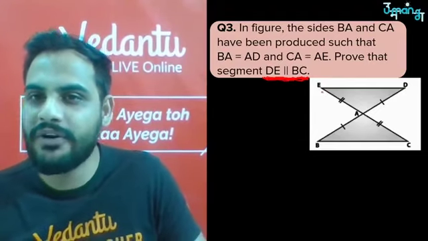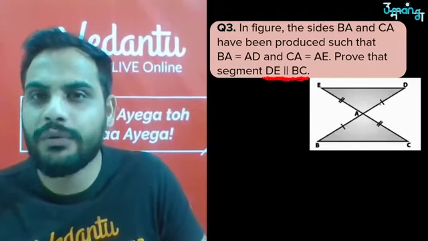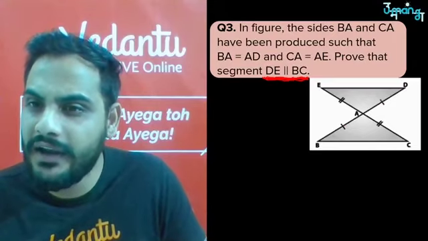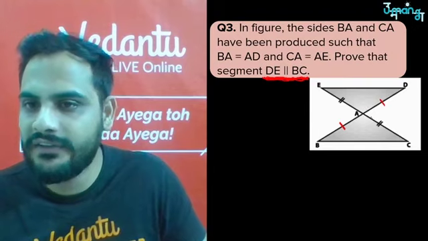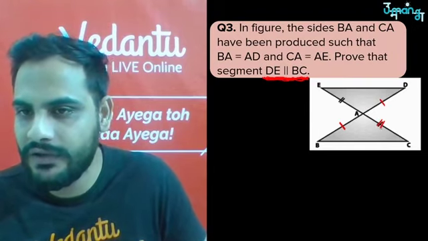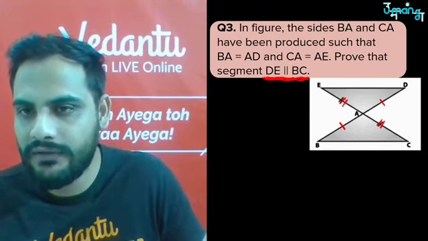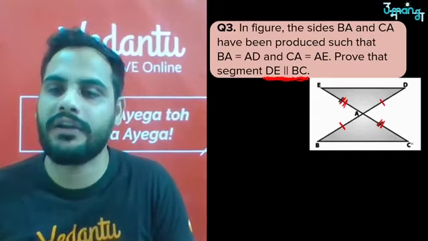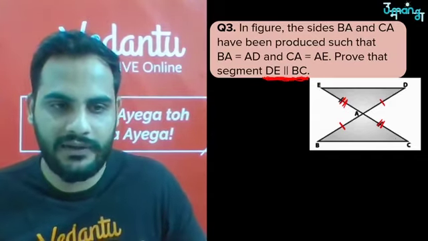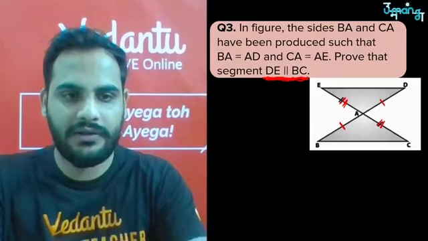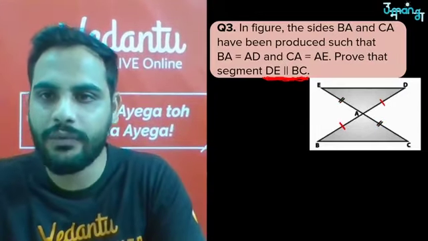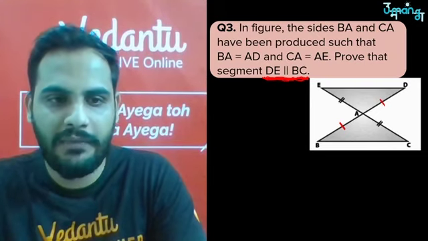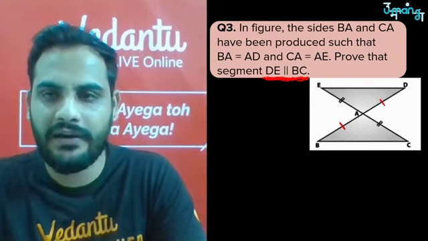How have they produced them? Such that BA is equal to AD. So this side BA and AD are equal. They have shown it here also. Very good. And CA is equal to AE, so they have shown it here as well. Okay, they both are equal. Okay, these sides are equal. Prove that segment DE is parallel to BC.